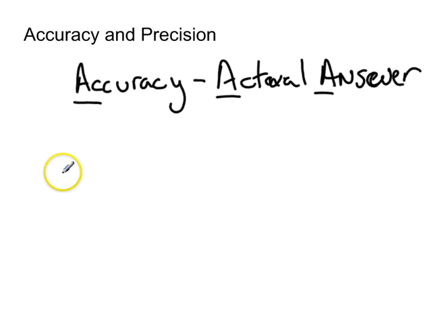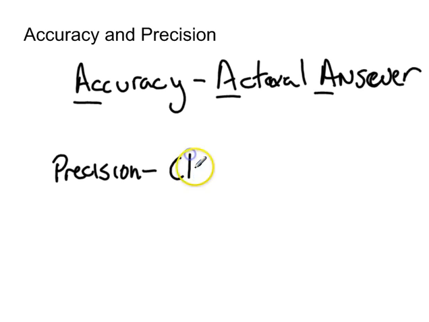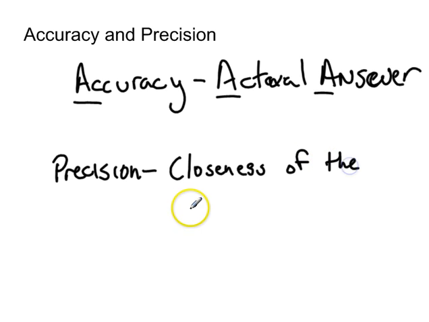And then precision is a little bit different because it's how tightly grouped the numbers are, how close the numbers that you have are to each other. So closeness of, and I will say the data, okay?